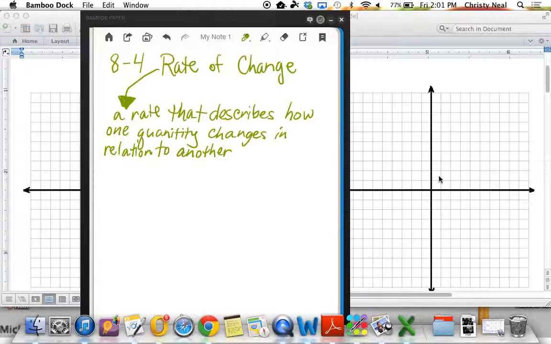How does it rise, like what's the change in the y and what's the change in the x? So I want you to look at those 2 points that I put on there and tell me how it changes.